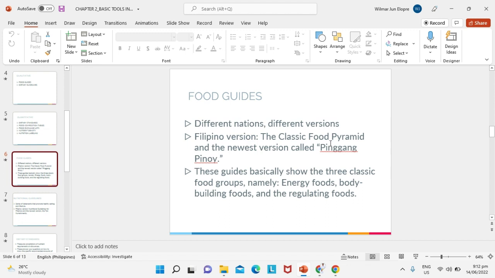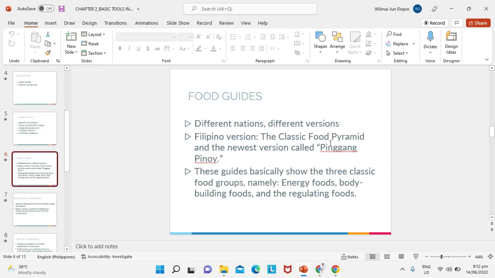So, food pagoda ang tawag sa ilaha. And for the USA, we have the My Plate. So actually kaning pinggang Pinoy na to no, nagkuha tag idea ani originally from the American My Plate. Okay? And in Canada they have the Food Rainbow.